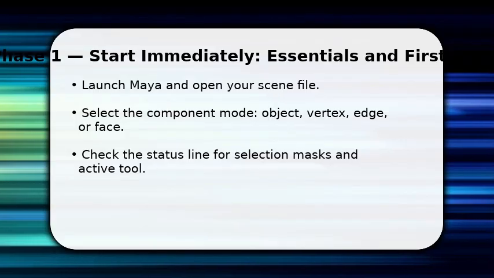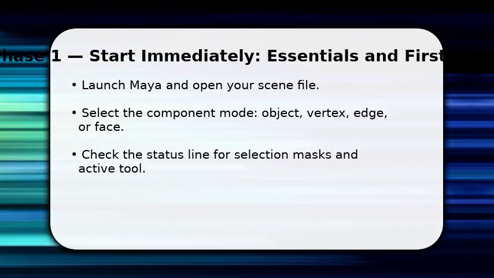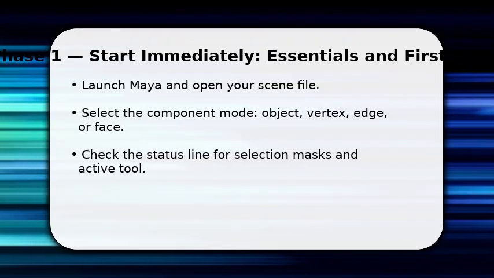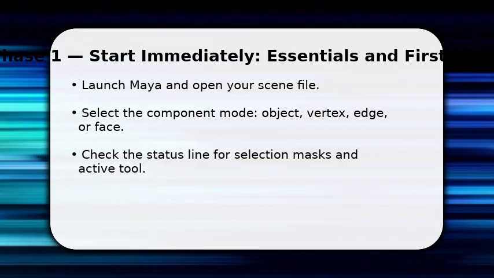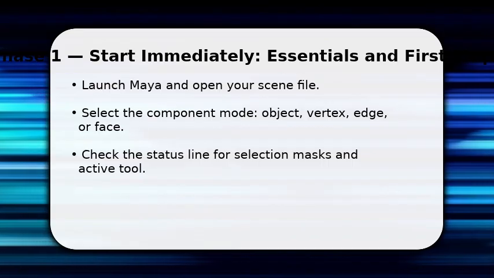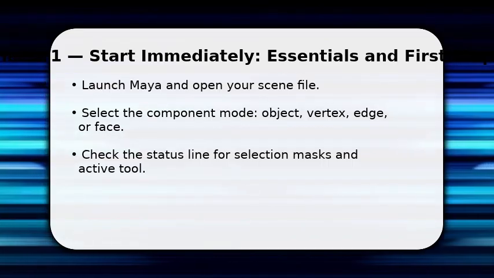You begin by opening Maya and loading the scene you'll change. Select the object or components you want to edit. Make sure you're in the right selection mode, object, vertex, edge, or face, because soft selection behaves per component type. Once done, look at the status line and the active tool. Many tools show soft selection settings. You're starting with the simplest control, proper selection, and the visible tool that exposes soft selection options.